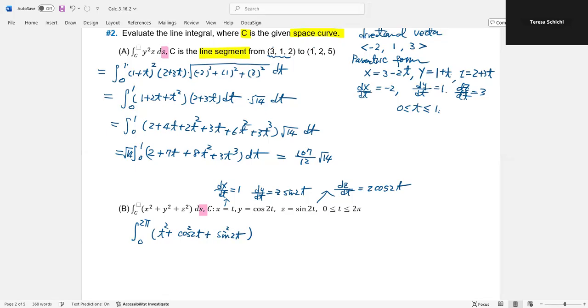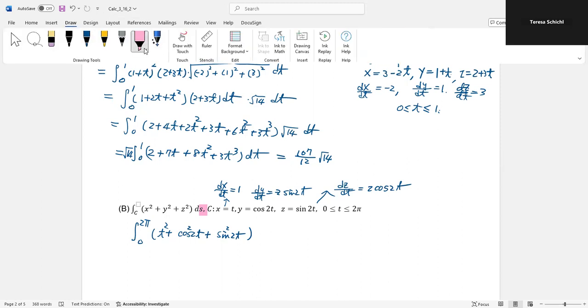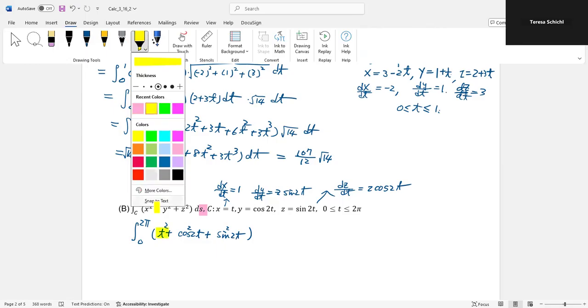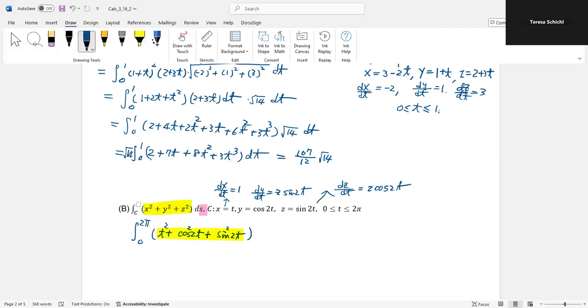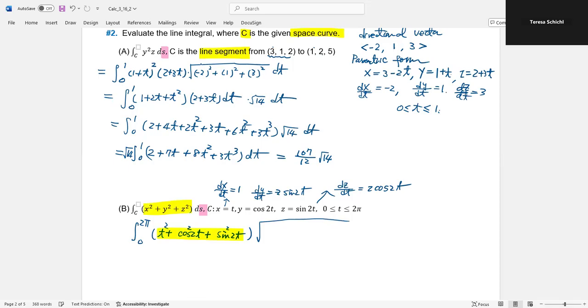So you plug in these functions here. This is a parametric equation, you plug in these functions. All right. Then you multiply by the square root of dx/dt squared. So it's 1 squared plus, 2 sine 2t squared, I'm sorry, it's 4 after you square that, sine squared 2t, then plus 4 cosine squared 2t, and the dt.